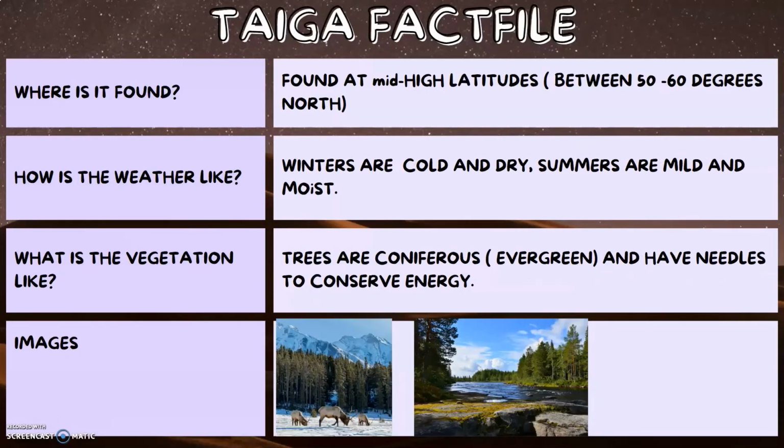Taiga. Taigas are found at mid-high latitudes between 50 and 60 degrees north. Winters are cold and dry, summers are mild and moist, and trees are coniferous, which means evergreen, and have needles to conserve energy.